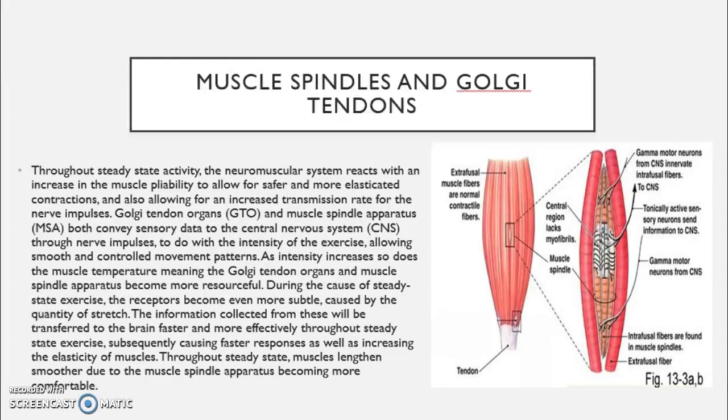Essentially, what will occur is the muscle spindles and the Golgi tendons will cause the muscles to become longer. And what this will allow is for the muscles to be stretched further due to the increase in temperature without the risk of contraindication.